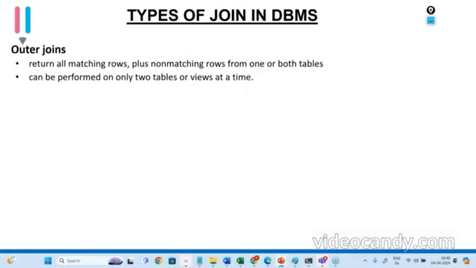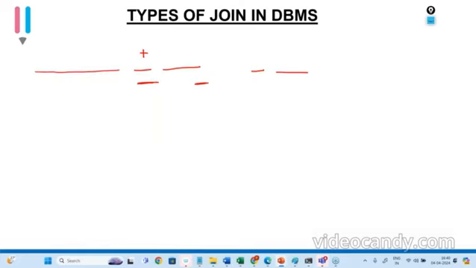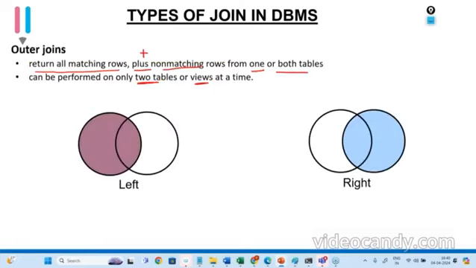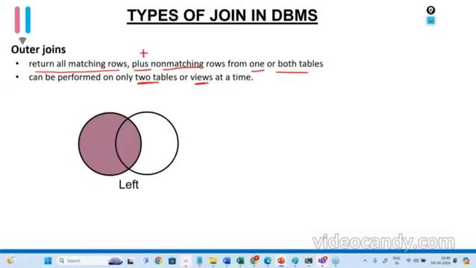An outer join returns all the matching rows plus non-matching rows from one or both of the tables, so it's up to you. It can be performed on only two tables or views at a time. A view is a concept which we'll discuss somewhere later; you can say it's a part of a table. So an outer join can only be done on two tables, while an inner join can go up to 256. In outer join, we have left outer join. In a left outer join, what answer do we get? We get the matching values, and other than that, we get the complete values of the left table.